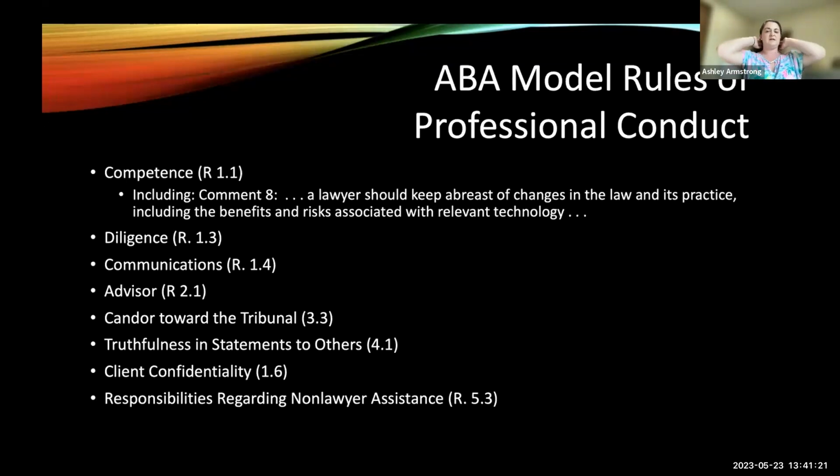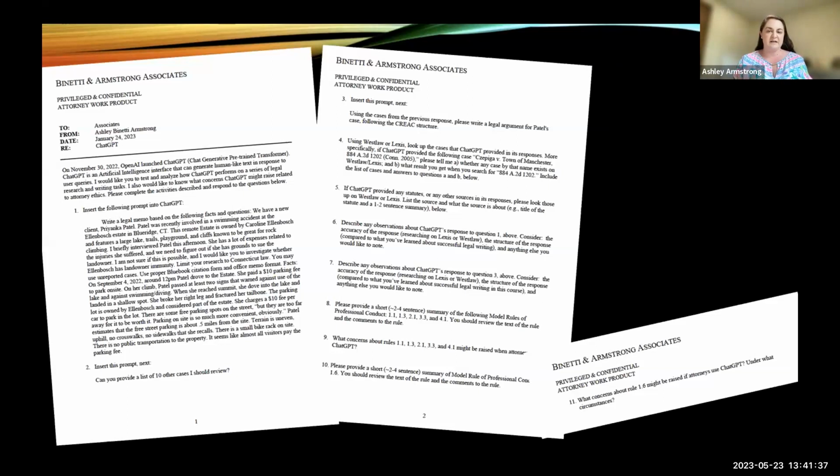So as I'm going through thinking about these different rules and how I could work with my students, I thought it'd be interesting to task them with learning by doing, which is always one of the most effective ways to teach adult learners. And I created an assignment where I asked them to test out ChatGPT for themselves, and then to look up the different aspects of the model rules that I thought were implicated, to summarize them, and to think about how they came into play when they analyzed the outputs that ChatGPT provided.